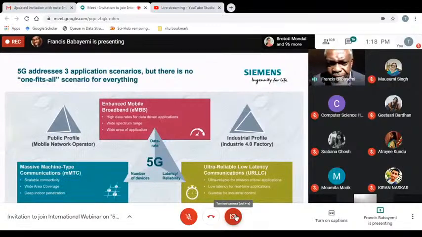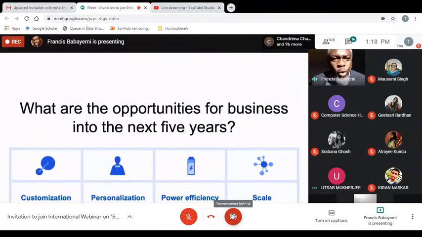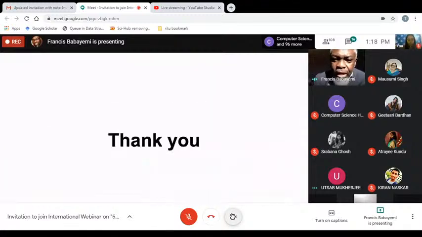In terms of the market value and all of these things, what we are looking for is speed, definitely, but ultimately what it creates is customization, personalization, and power efficiency for one and all at a humongous scale. Thank you very much.